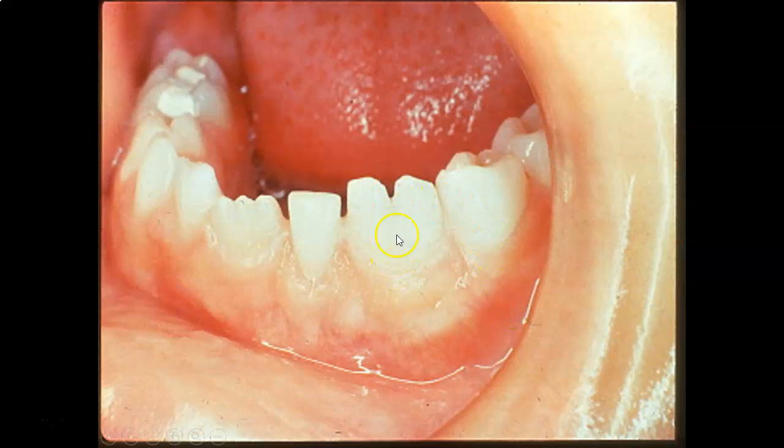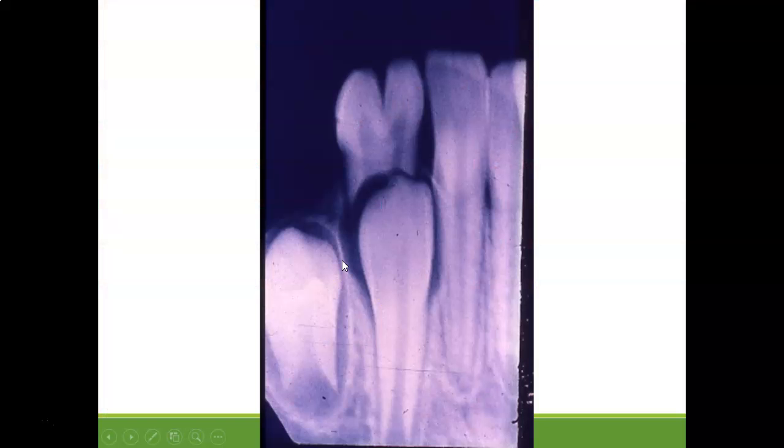Here we can tell it looks like this tooth was trying to divide, so that's another example of gemination. This one as well, you can see it was trying to divide into 2.